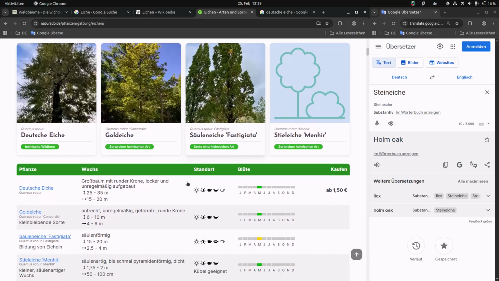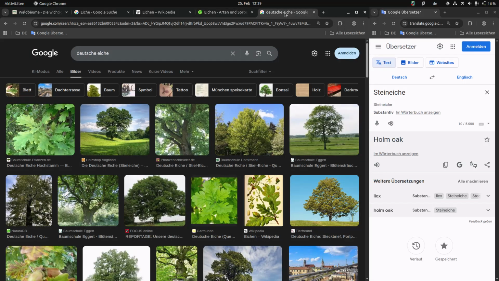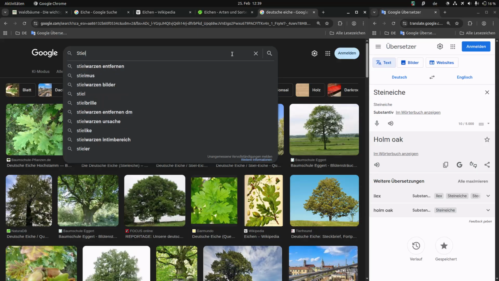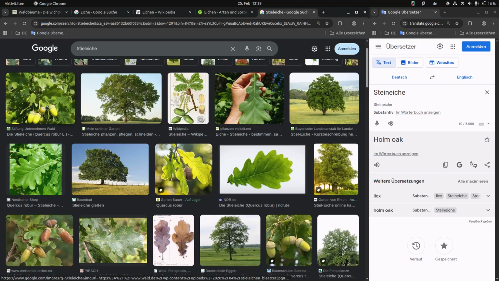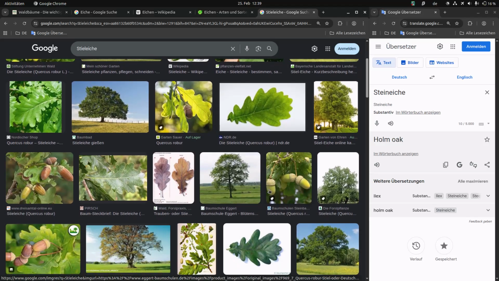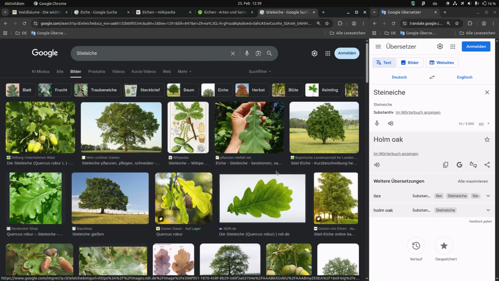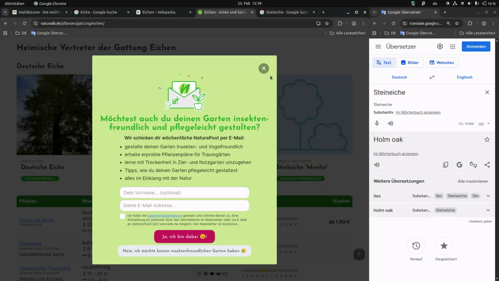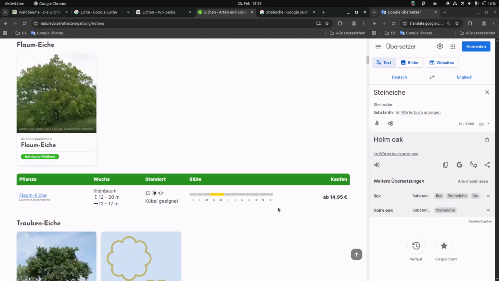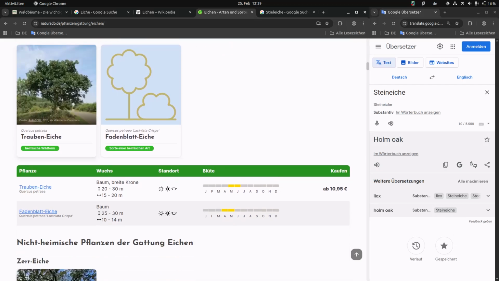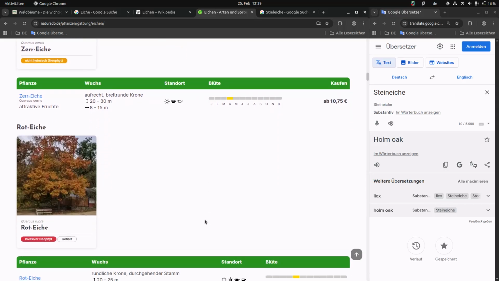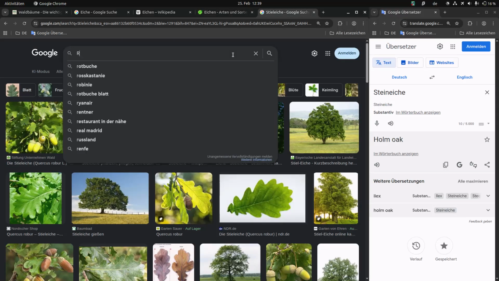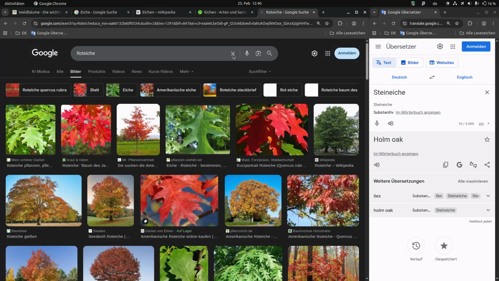Goldeiche, Stieleiche. Yeah, Stieleiche is also very popular. It looks like this. I think it has bigger leaves. Also, the acorns look a bit different, but I think they're also very popular. Then Pflaumeiche, Traubeneiche. Yeah, they look a bit different. And Roteiche is also very popular, I think at least in Germany, where the leaves look entirely different.